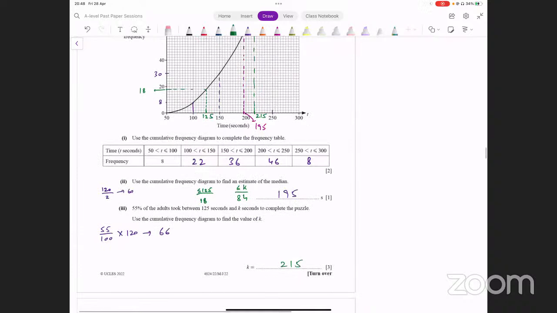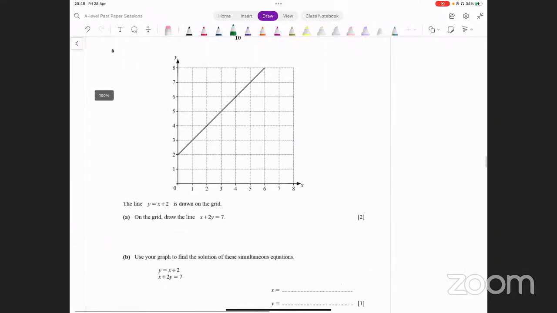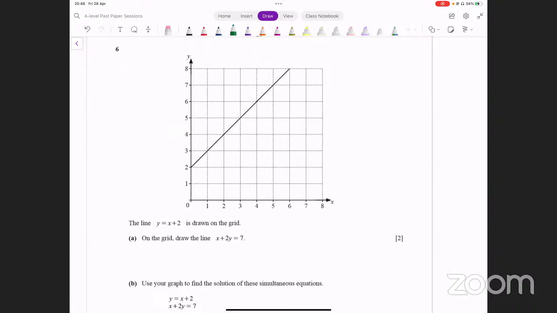Okay, let's move on to question number 6. It says the line y equals x plus 2 is drawn on the grid. You can see that line here, y equals x plus 2. On the grid, draw the line x plus 2y equals 7. This is a straight line.